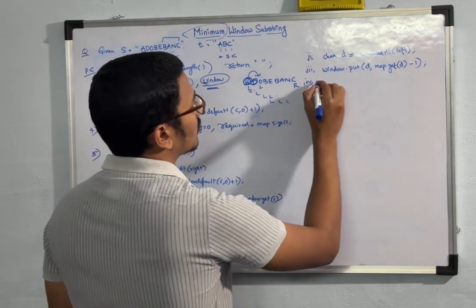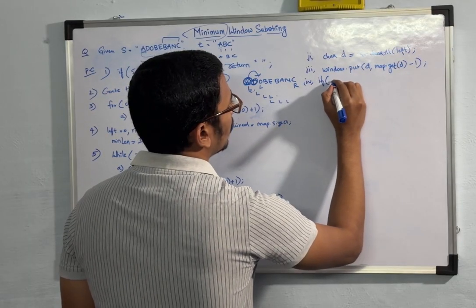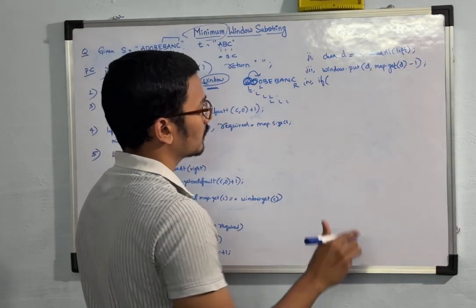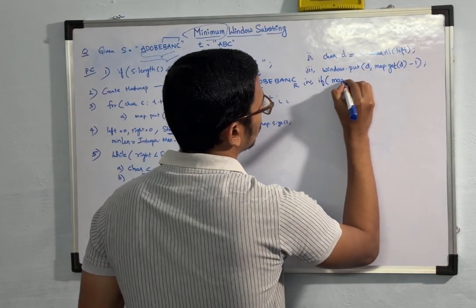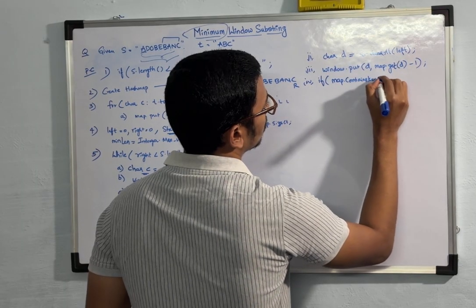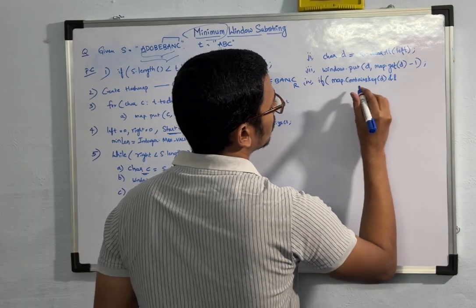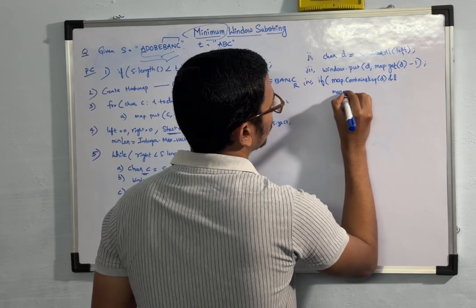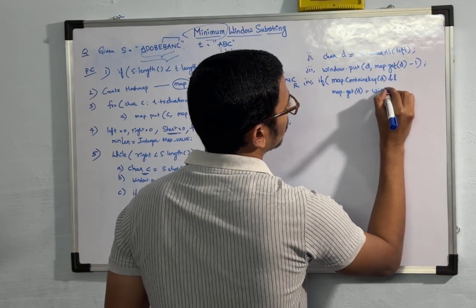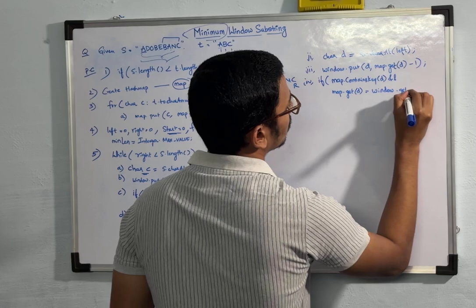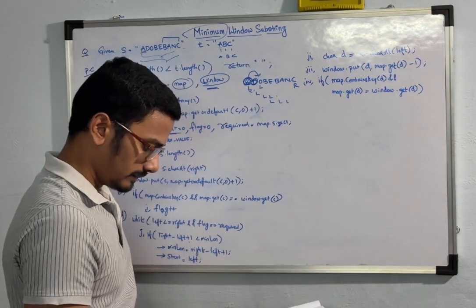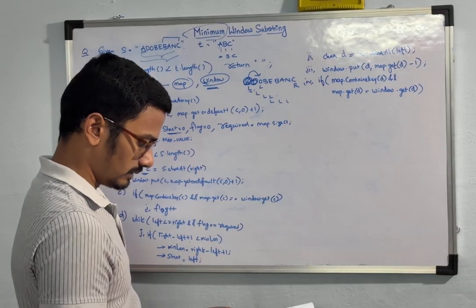So that's why the condition will be: if window dot get d contains d and map dot get d equal to window dot get d. So this is the condition. Sorry, not equal to, less.